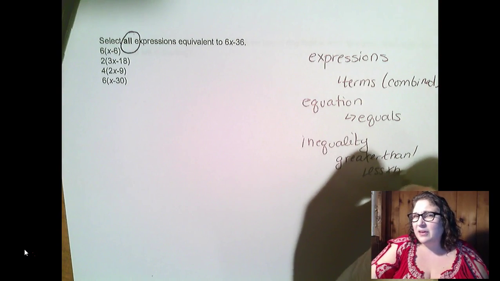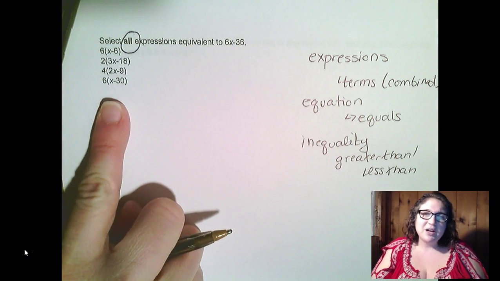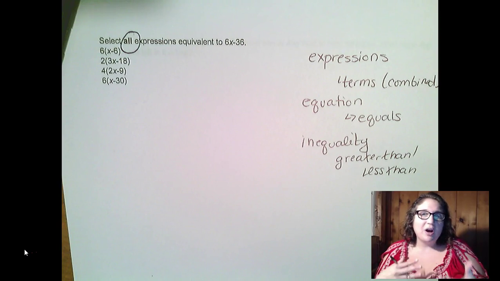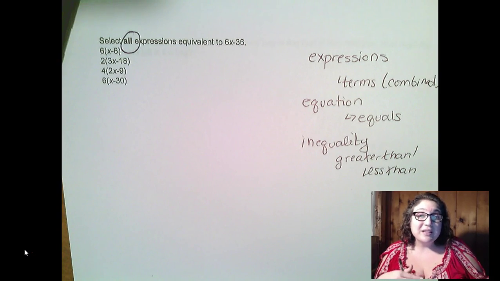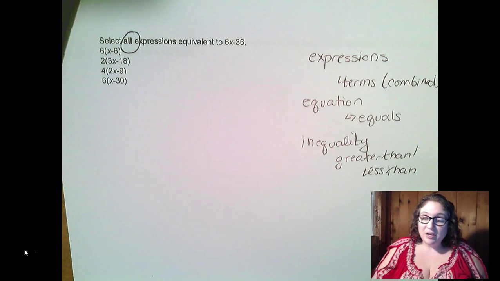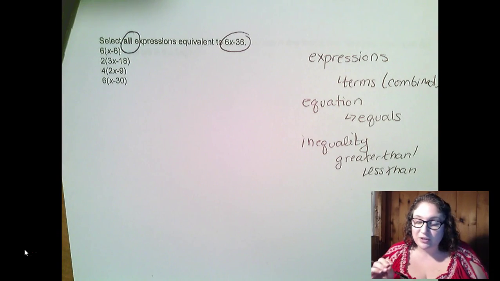So I don't think that they're going to try to trick you, but just note these examples that they gave to us, none of them have equal signs. So we know that they're all expressions. But if there was an equal sign and they asked you to find an expression, you wouldn't select that. But in this case, all of these are expressions. So we're looking at 6x minus 36. That's like the money expression that we want to do.